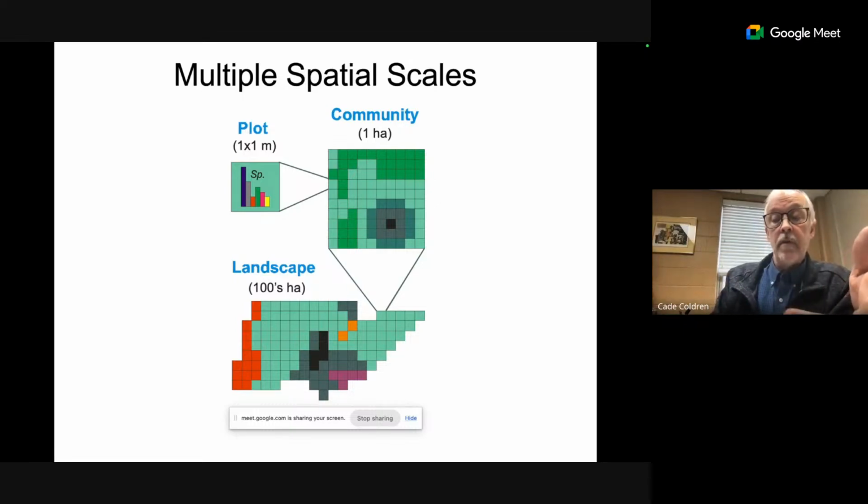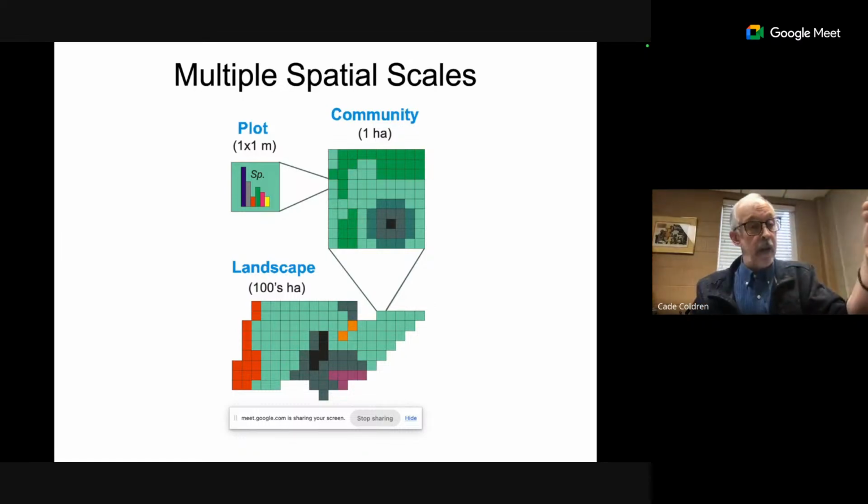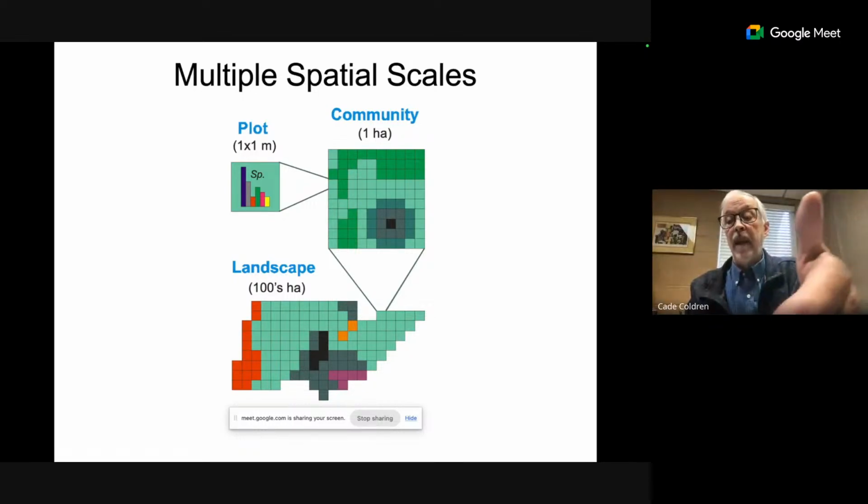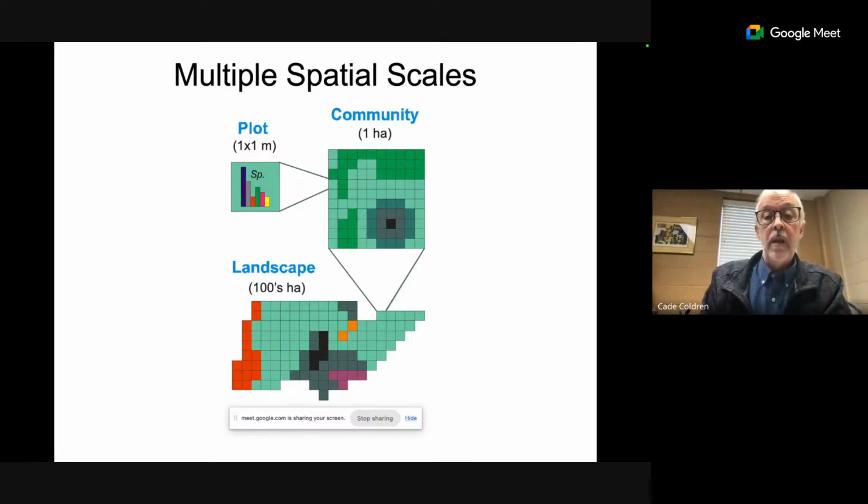What we call a plot is that unique combination of plants and soils. I have it listed here as 1 by 1 meter, but it doesn't have to be that size. Then there are variations of that which make up a community: the same plant species, but different biomasses.